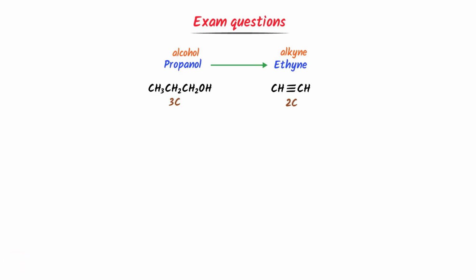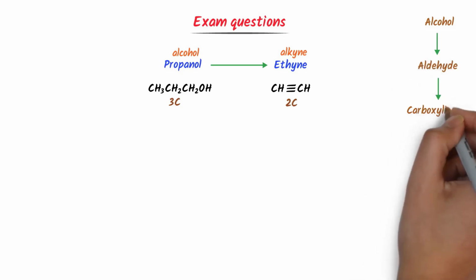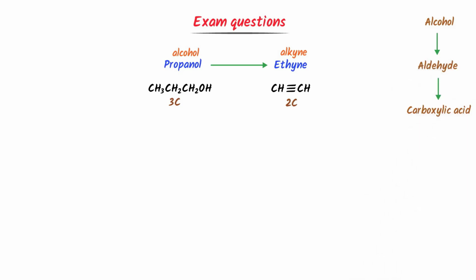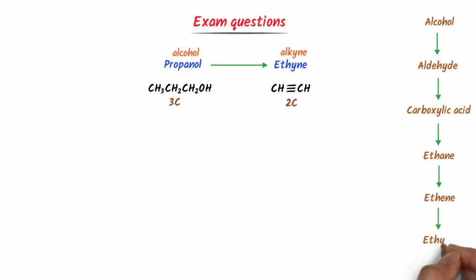Now you should carefully observe these steps which I will follow to convert propanol to ethyne. I will form a strategy. According to that particular strategy, I will follow each and every step. Firstly, I will convert alcohol to aldehyde and to carboxylic acid. Now I will break carboxylic acid to get ethane. Then I will convert ethane to ethene and to ethyne.